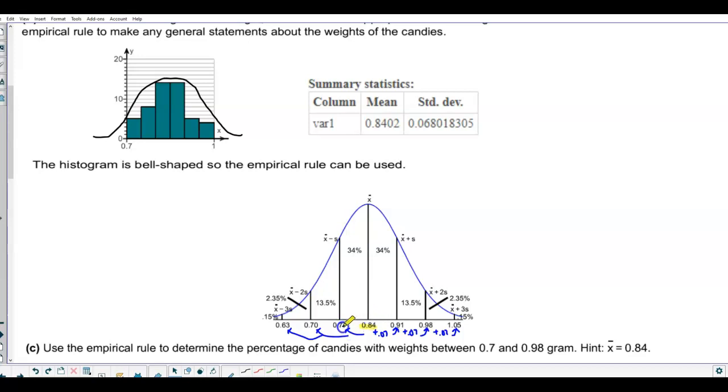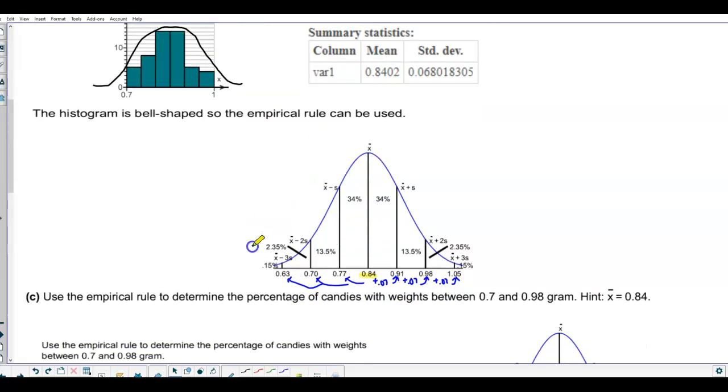We can see that 0.77 and 0.91 represent 1 standard deviation above and below the mean, which is the 68%. If we go 2 standard deviations, we add another 13.5% on both sides. If we go 3 standard deviations, we're adding another 2.35%. Again, going back to the definition of the empirical rule.